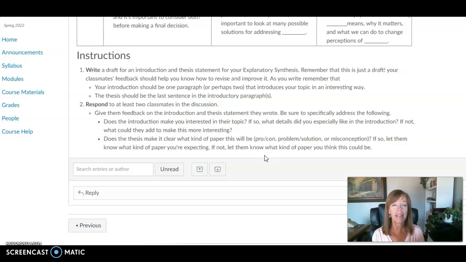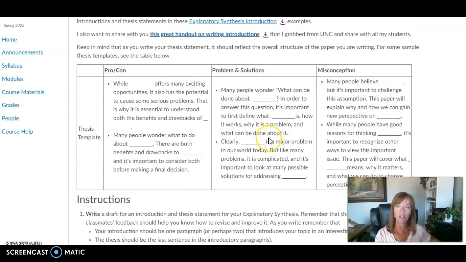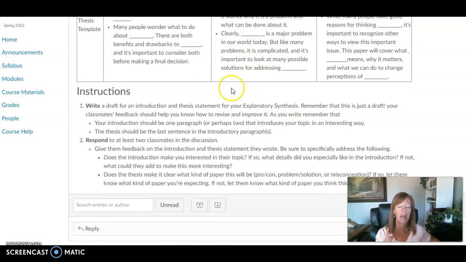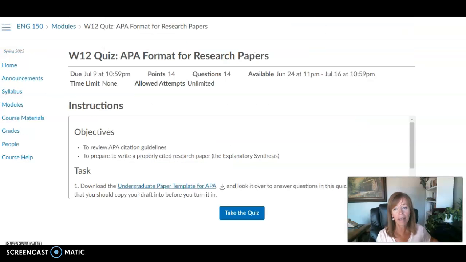If it was an argumentative paper, that thesis would share our opinion, the opinion that we are trying to persuade our audience to accept. But the thesis is not a question. It's not simply stating that this paper is going to look at this. It shares the very specific focus of the paper. So just read over these examples, templates, and handouts, and then we're just going to help one another develop and fine-tune our introductions. And then we have a little quiz on APA formatting for these kinds of research papers.